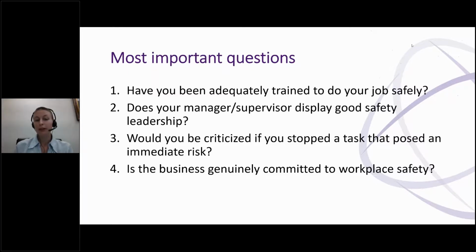The third question is, would you be criticised if you stopped a task that posed an immediate risk? This is us just fleshing out, we want 100% of people to say no, I wouldn't be criticised. And then the last one is, is the business genuinely committed to workplace safety? Again, businesses really do strive for a 90-95% response rate on that. I think that makes sense, why you would want a 95% response rate on that.